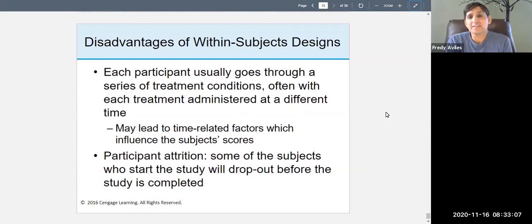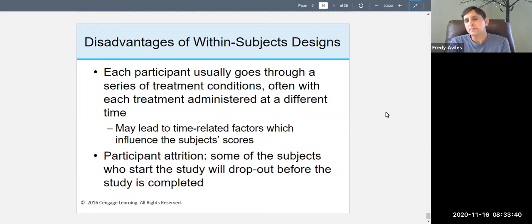Disadvantages of within subjects design. What's the bad thing about within subjects design? There is no study that is perfect. They all have strengths and weaknesses. Nothing is perfect. So here's one problem. Each participant usually goes through a series of treatment conditions, each treatment administered at a different time. So each participant goes through treatment condition 1, 2, and 3, right? And this is at different times.